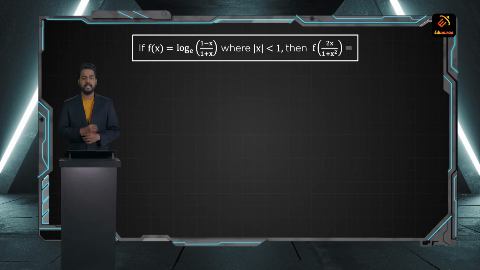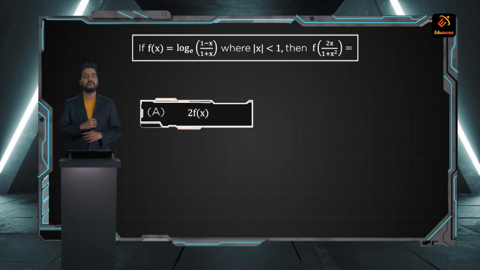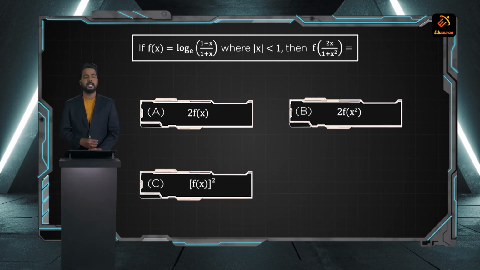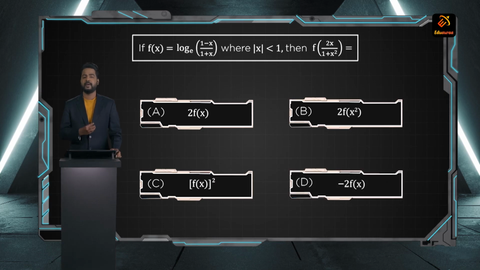The first question is, if f of x is equal to log of (1 minus x) upon (1 plus x) to the base of e, where modulus of x is less than 1, then f of 2x upon (1 plus x square) is equal to option A 2f of x, option B 2f of x square, option C f of x the whole square, and option D minus 2f of x. This question has come in JEE Main 2019.